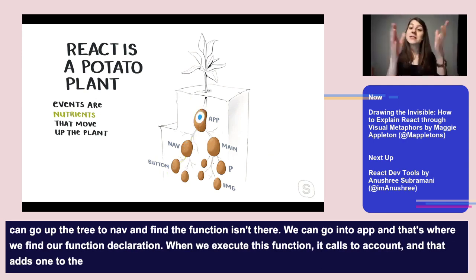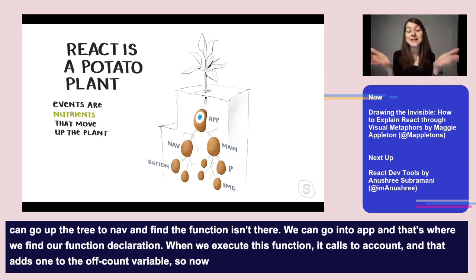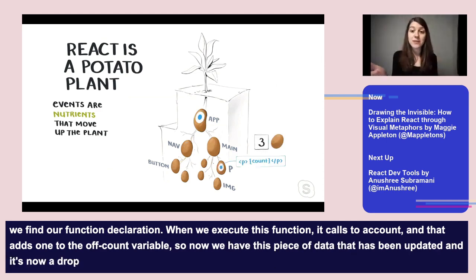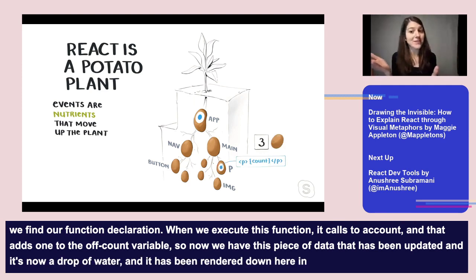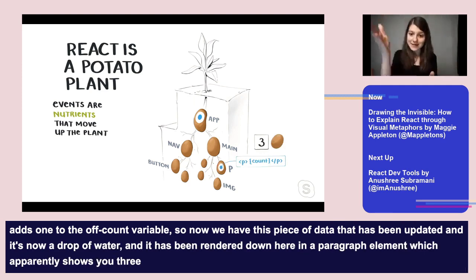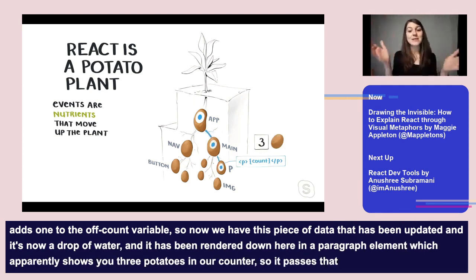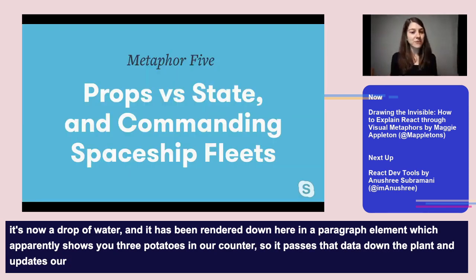And then when we execute this function, it calls setCount, and that adds 1 to our count variable. And so now we have this piece of count data that has been updated, and it's now a drop of water. And it's being rendered down here in a paragraph element, which currently shows we have 3 potatoes in our counter. So it passes that data down the plant, and then it updates our count to become 4. Okay, so on to metaphor 5.